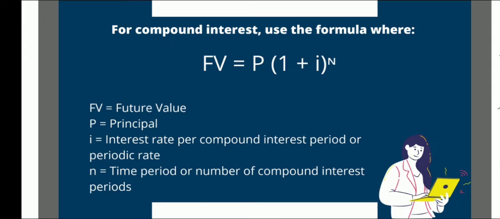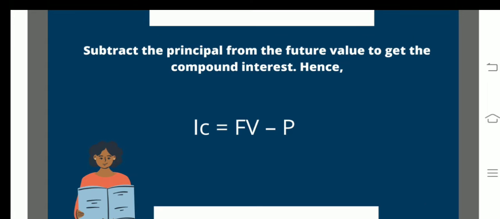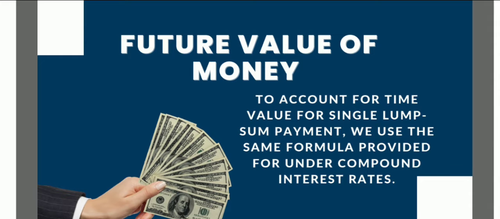For compound interest, use the formula where FV equals P(1 + i)^n. FV is for future value, P for principal, i is the interest rate per compound interest period or periodic rate, n is for time period or the number of compound interest periods. Next, subtract the principal from the future value to get the compound interest, hence IC equals FV minus P. So let's proceed to the next topic, which is the future value of money.